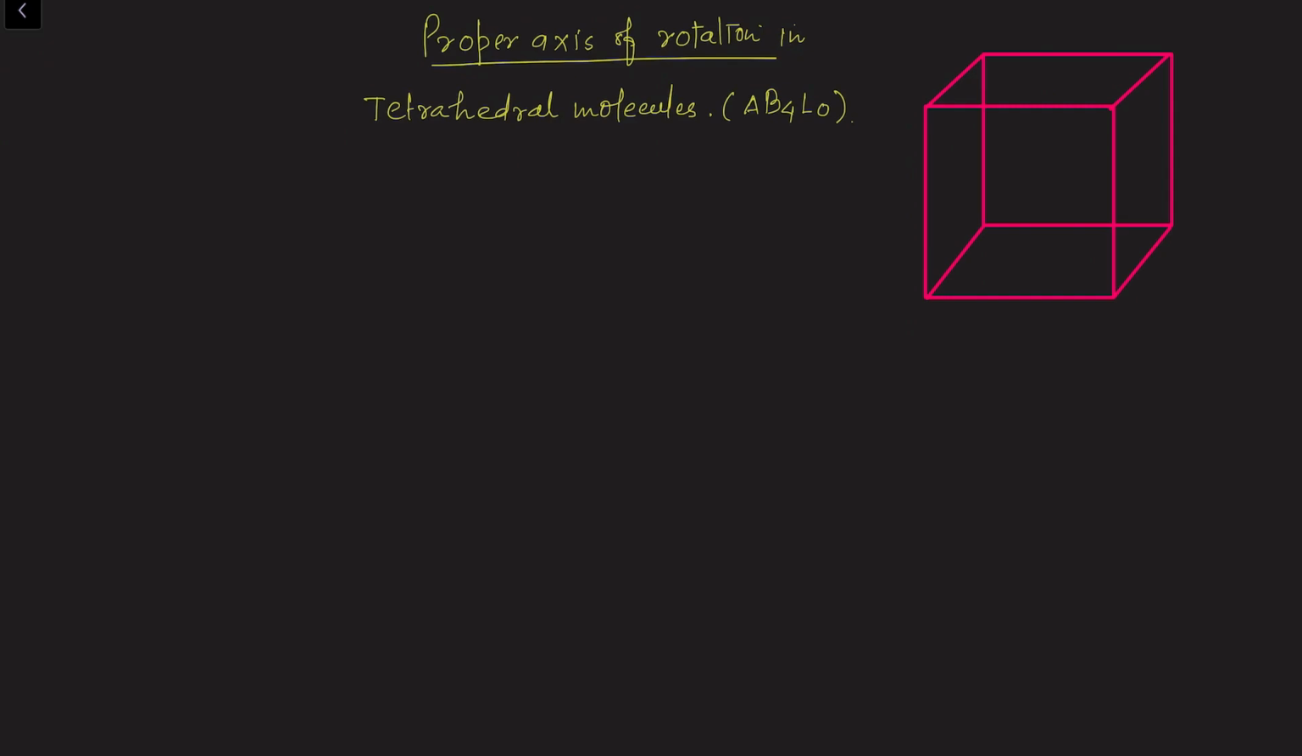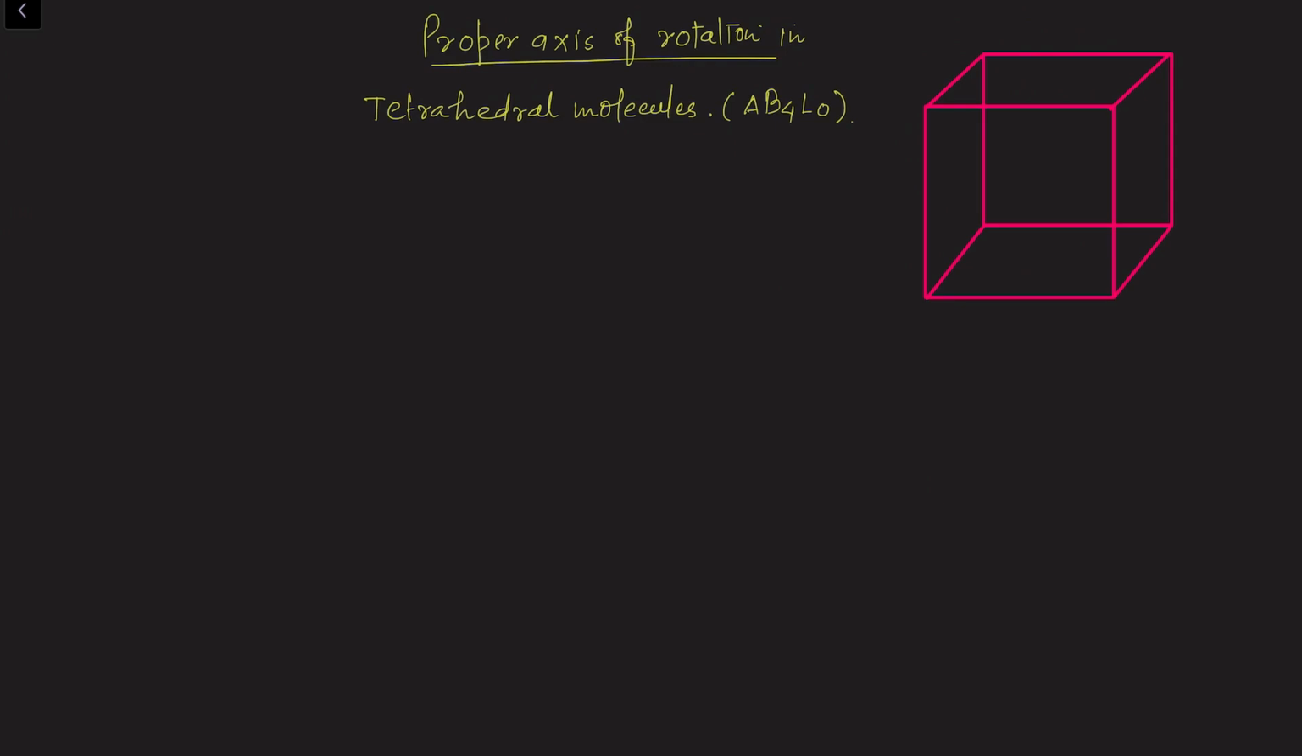In the series of molecular symmetry, today we are going to discuss the presence of proper axis of rotation in a tetrahedral molecule, or AB4L0 type of molecule. We know that a tetrahedral molecule has the bond angle of 109 degrees 28 minutes, right? But when you come to the symmetry, it is very difficult to assume all the proper axes of rotation which are present in a perfect tetrahedral molecule. So a basic concept is required of how we represent a tetrahedral molecule in molecular symmetry.